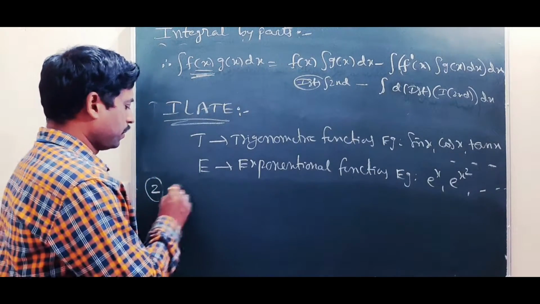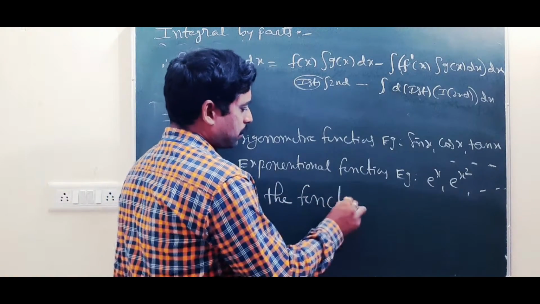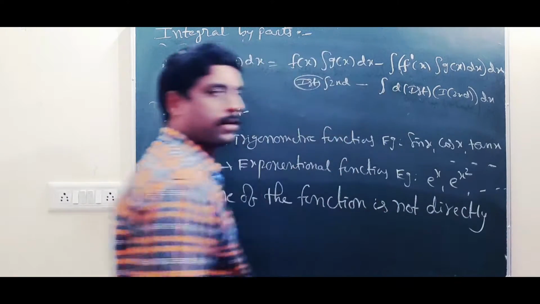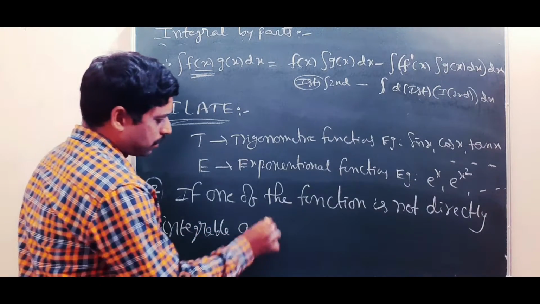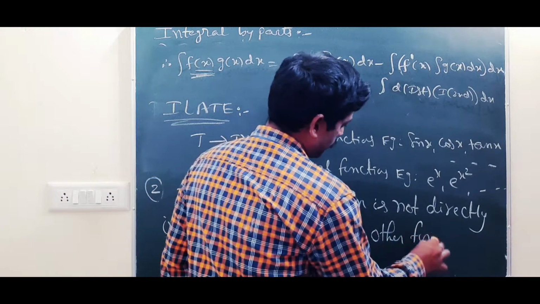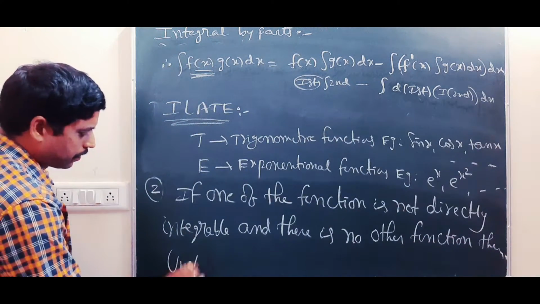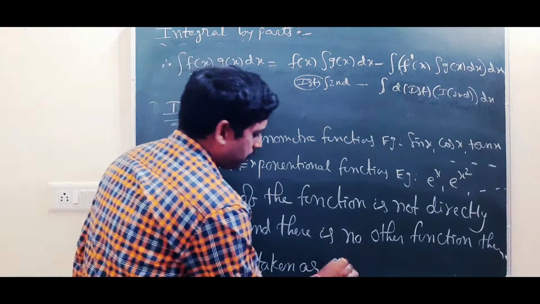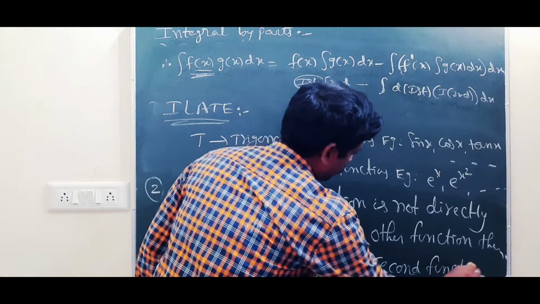Now let me explain the second point. If one of the functions is not directly integrable and there is no other function, then unity, that is one, is taken as g of x. g of x means the second function.